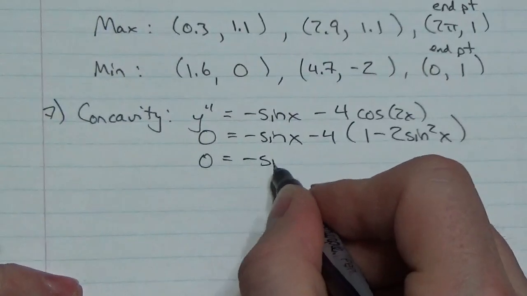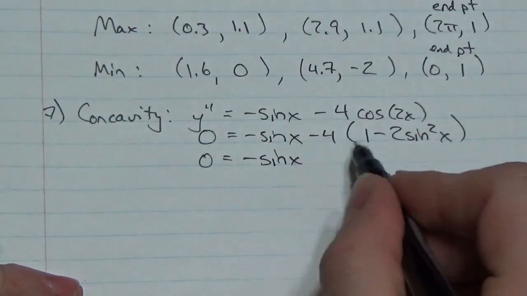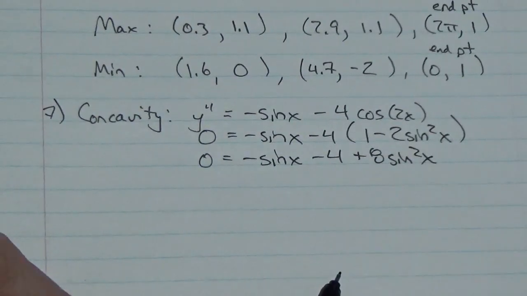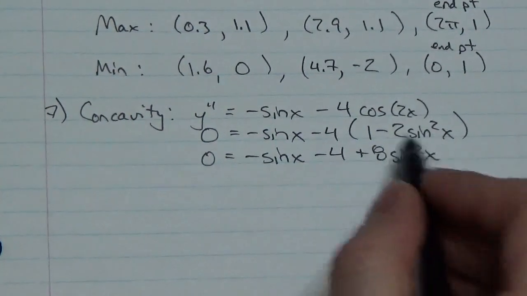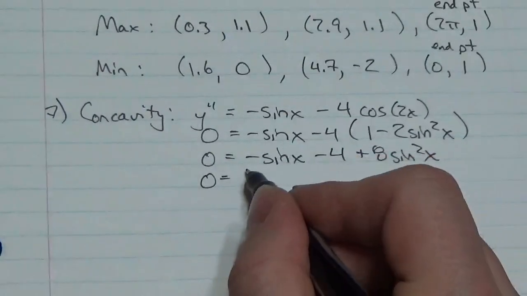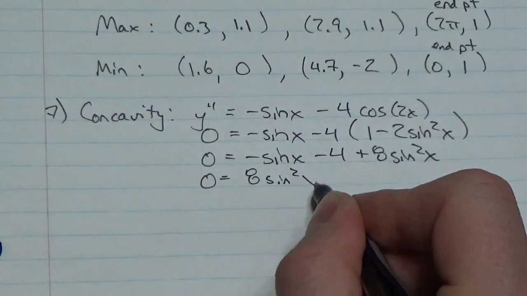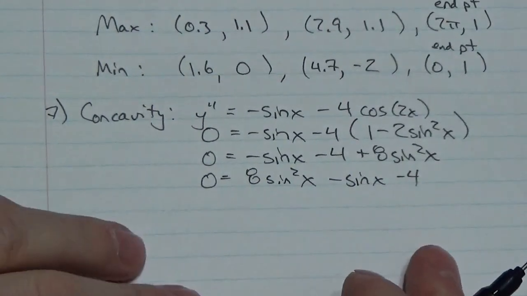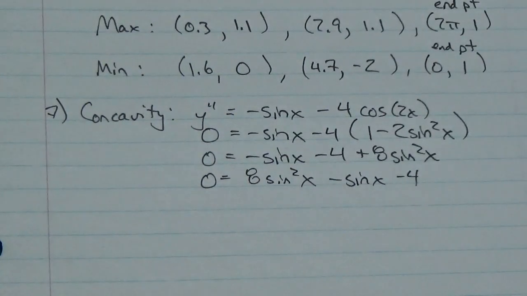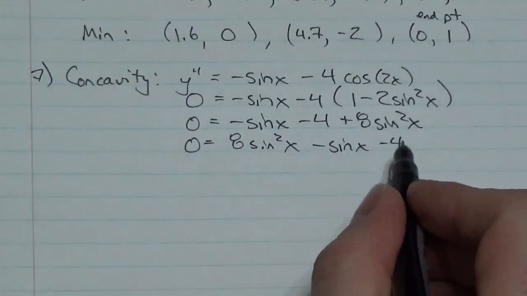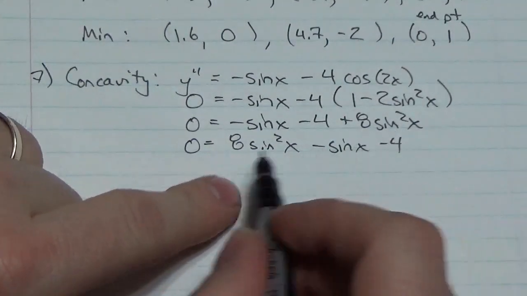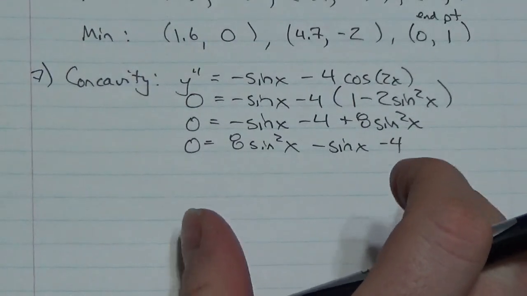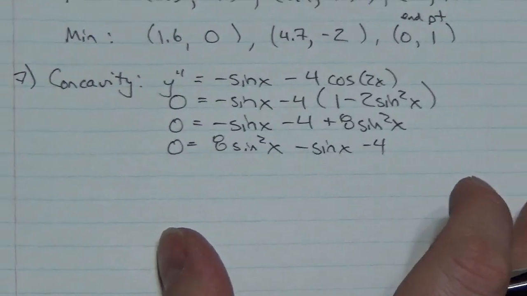So let's now multiply this thing through. Negative sine x minus 4 plus 8 sine squared of x. I'm going to move the terms around to make this 8 sine squared of x minus the sine of x minus 4. I just like it better when it's in that order. Now I want to factor this, so I'm looking for factors of the negative 4 with the 8 there. When I look at this, I'm not 100% sure that I can factor this.